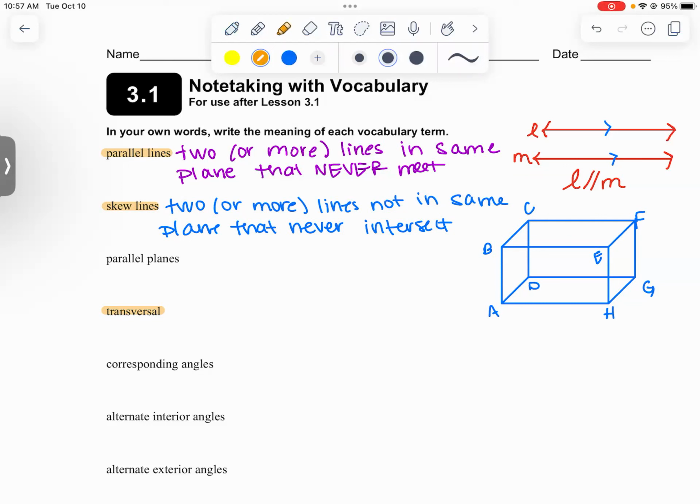Okay, so if I'm talking about this picture right here, what is a line that would be skew to EF?